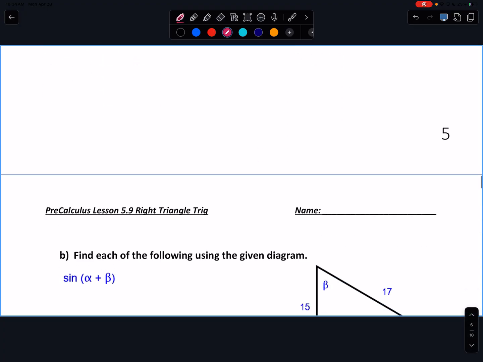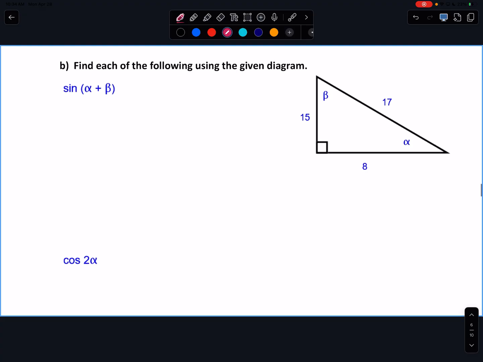Okay. All right. So how can we connect that then to find each of the following? I'm going to bring back that last lesson right here. So sine of alpha plus beta. Sine of alpha plus beta. Okay. I'm going to actually draw another triangle because I've learned from experience that this can sometimes be confusing for some people. If it is not for you, then just sit there and be blessed.